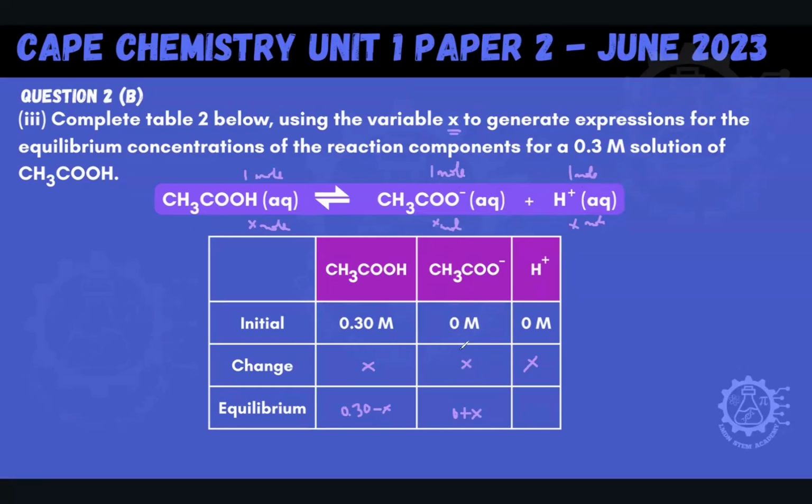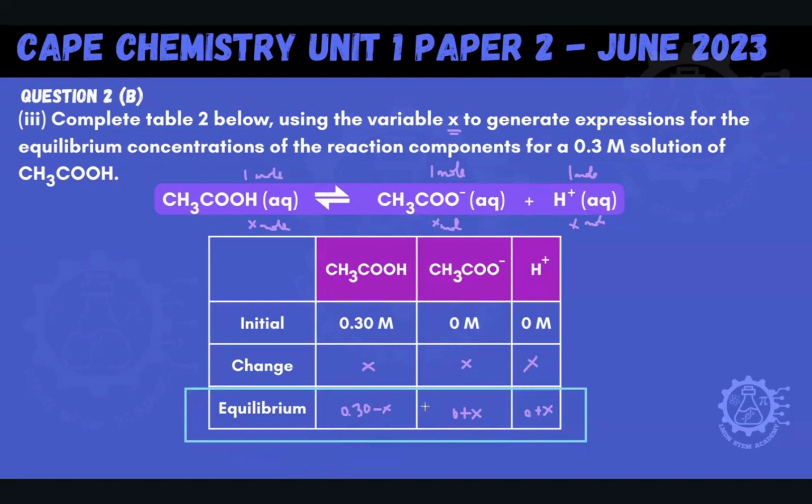So I have to add my x there, and then I do the same thing here, 0 plus x. Okay, so these are our equilibrium concentrations. Let me just box those real quick in a different color. These are our equilibrium concentrations, right?